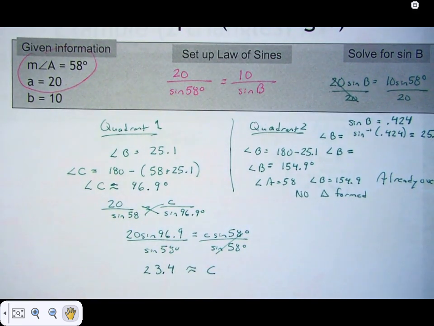Okay, so we finished that one. It took us half as long as the other one.